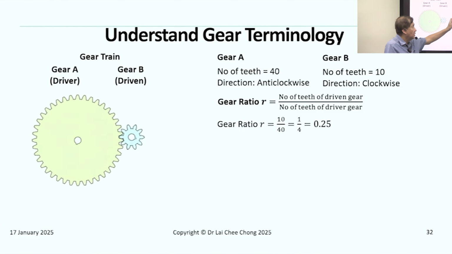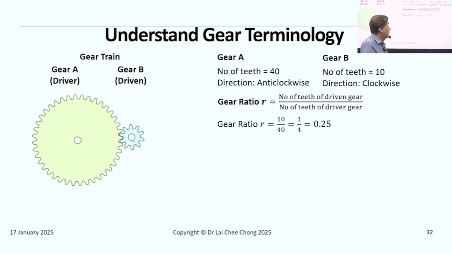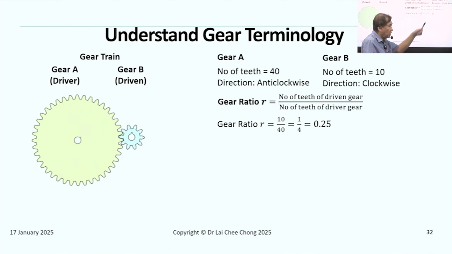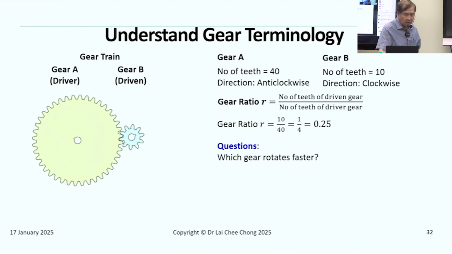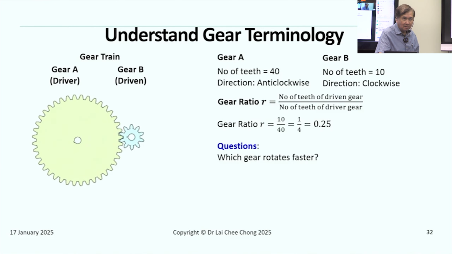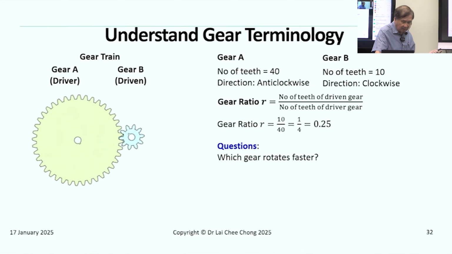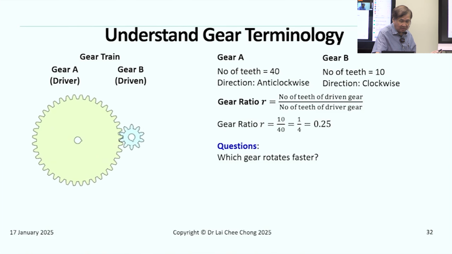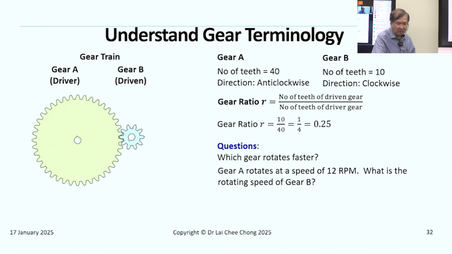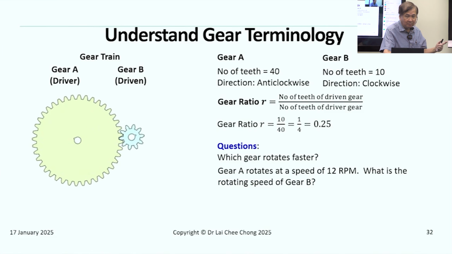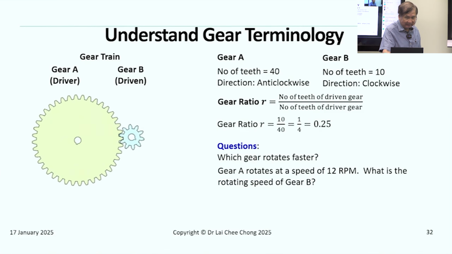Okay, now, same thing, the gear ratio never changes. Always number of teeth of the driven gear divided by the number of teeth of the driver gear. We work it out. In this case, straightforward, you get 0.25. Now look, which one rotates faster? Is it the driven gear or the driver gear? Driven gear. So that one rotates faster. Now, how much faster? We're going to know that. If gear A rotates at the speed of 12 RPM, and gear A is a big one, the driver gear, what is the rotating speed of gear B?